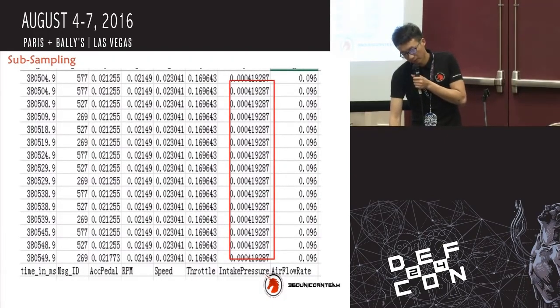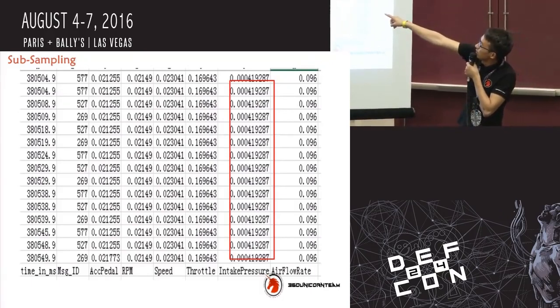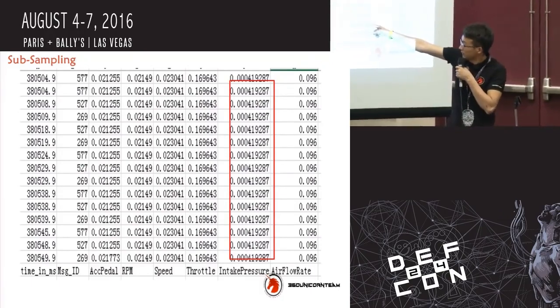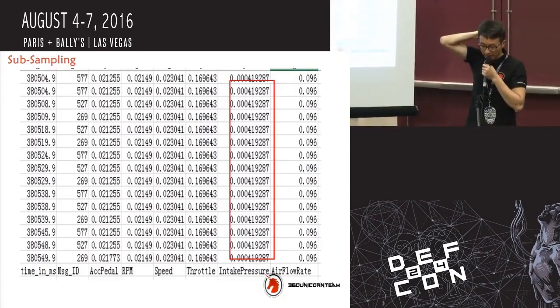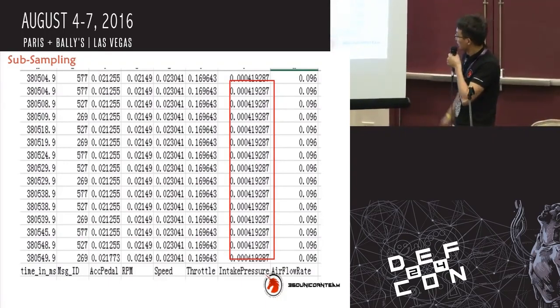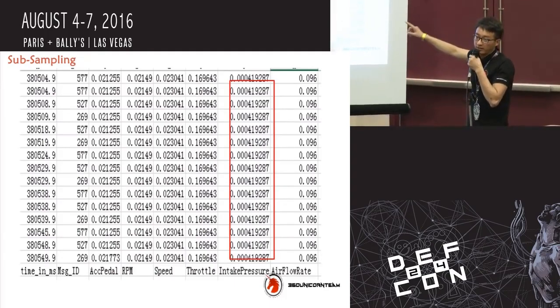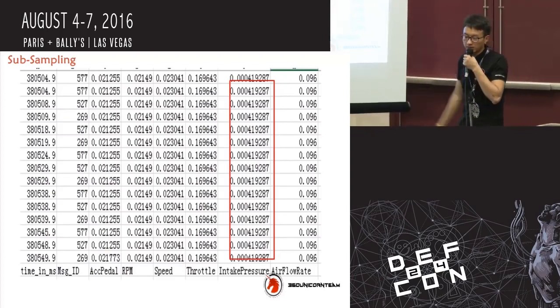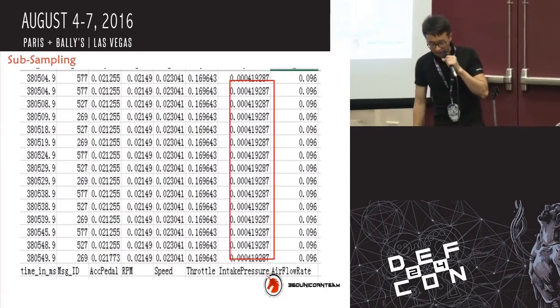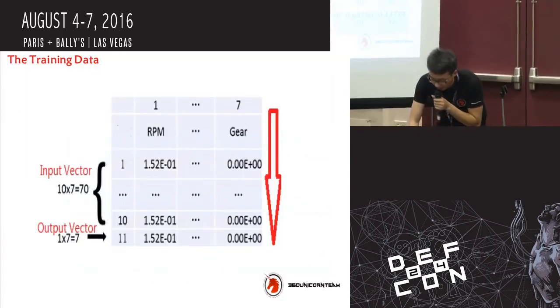Subsampling. After interpolation, certain parameters will change very, very slowly. You can see the left-most column is time in microseconds. The intake pressure is not changing very fast. So you could do some subsampling to make the training data set smaller. And after subsampling, it looks like this. You can see the changes.